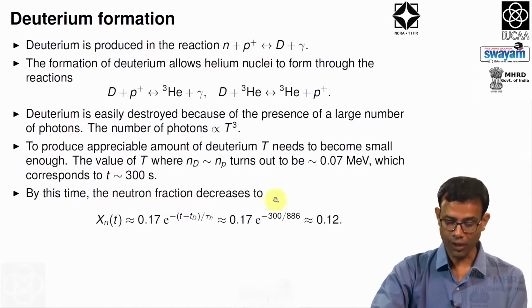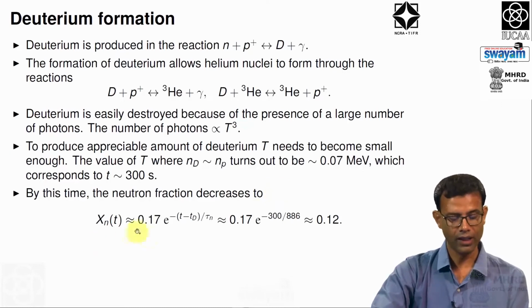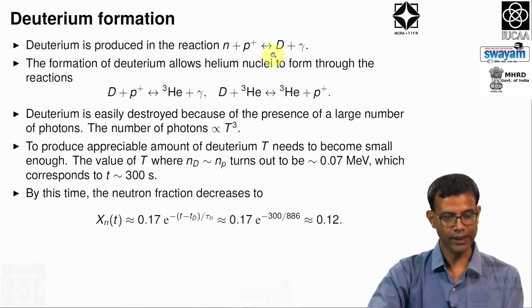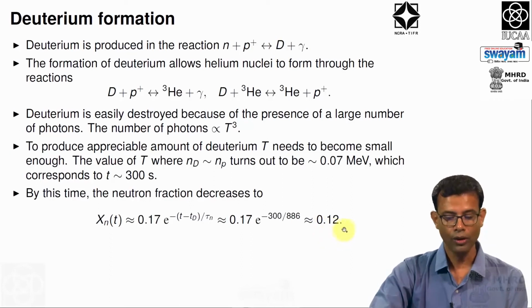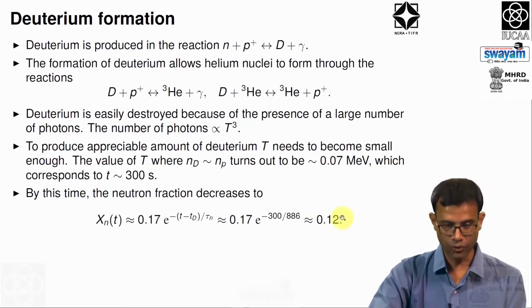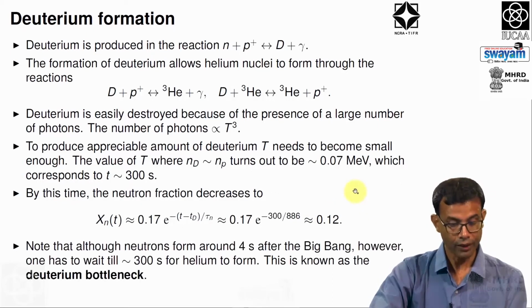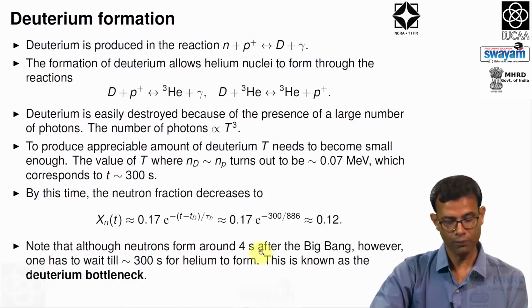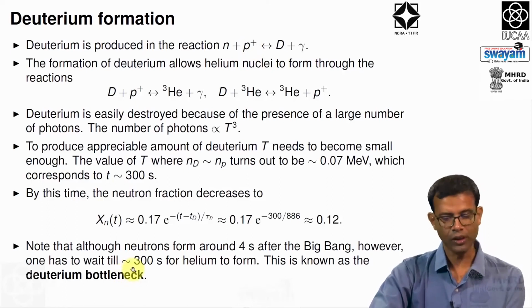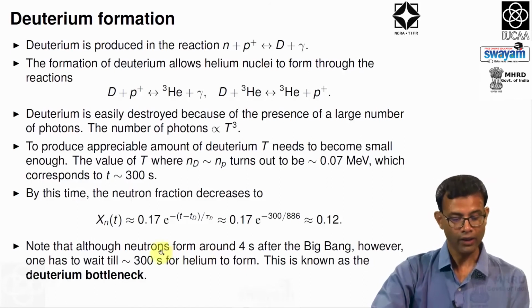By this time the neutron fraction would have decreased, because the neutron fraction would just keep going down, right. When it decoupled it was just 0.17. By the time you form deuterium it will come down to 0.12. Okay. The moment you start forming deuterium, no more neutron decay is allowed. So, now you see, although the neutrons form somewhere around 4 seconds after the Big Bang, one has to wait a few hundred seconds for the first deuterium to form, and then once deuterium forms, the formation of helium is straightforward. So, one has to wait for a few minutes for helium to form.